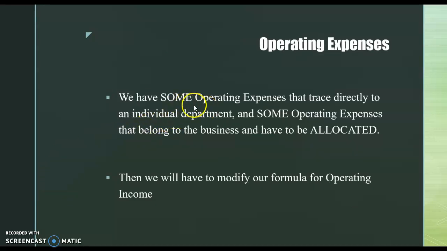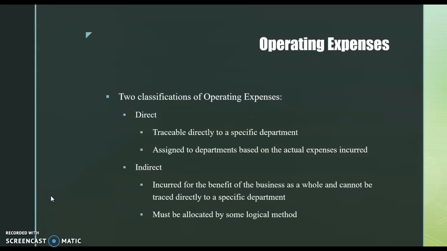So we have some operating expenses that trace directly to an individual department. Let's say there was wages expense for an employee that worked only in the golf department. That would be an operating expense that traces directly to the golf department. And we have some operating expenses that belong to the business as a whole, like rent expense. Those have to be divided out between golf and tennis. They have to be allocated. Okay? So we need to modify our formula for operating income a little bit.